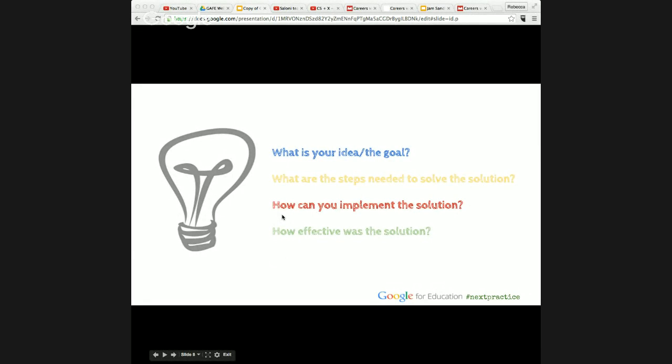So I guess I just wanted to recap on some of those points in the computational thinking document. When we think about creating solutions, whether it be getting a character to move from one place on the screen to another or coming up with an app or a website, there's a set of things that we need to consider with our solutions. So you want to think about what the idea or the goal is and what the steps are needed to solve the problem, how you can go about implementing the solution, and also evaluating and exploring how effective the solution is. So that's just a little recap there.